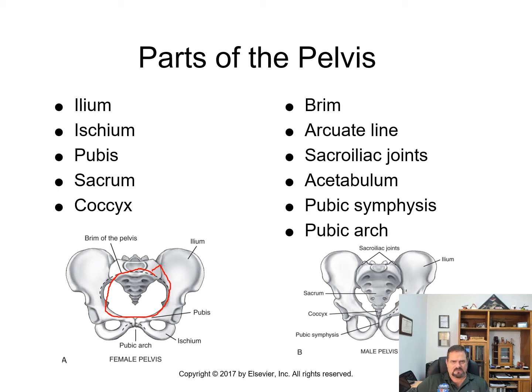pelvis itself. This is your ilium. Your pubis comes together here, right? This area, your pubic arch. Notice that the pubic arch is much different in the male versus the female as well.